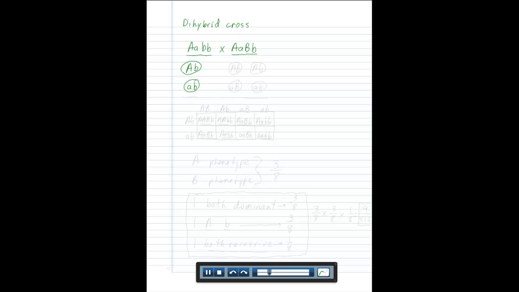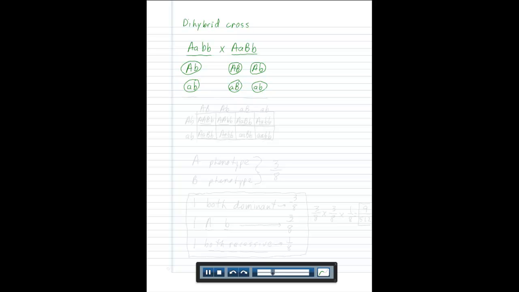The other individual, which is heterozygous for both genes, can produce four different gametes, as we've seen before. One will have both dominant alleles, one will have dominant A and recessive B, a third will have the recessive A and the dominant B, and the fourth will have both recessive alleles.